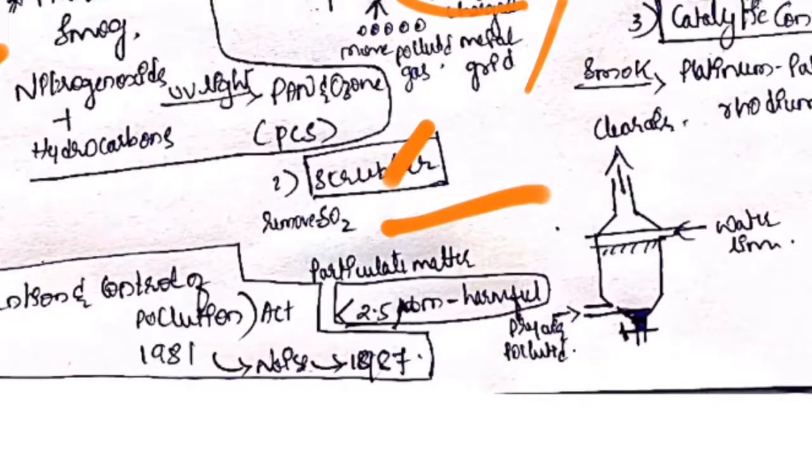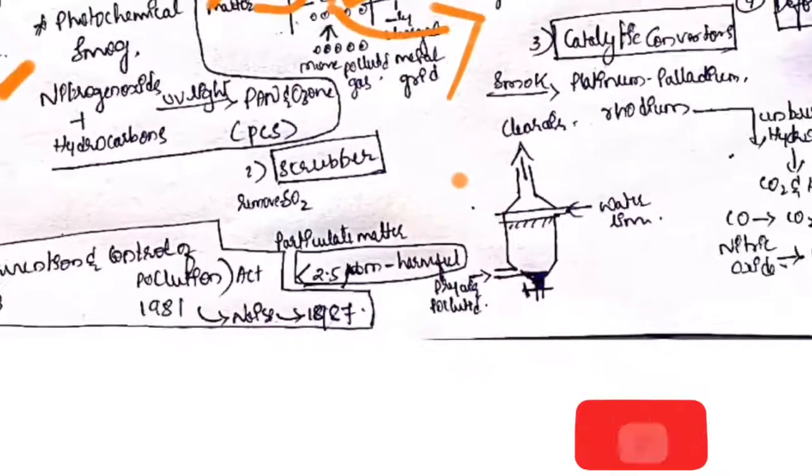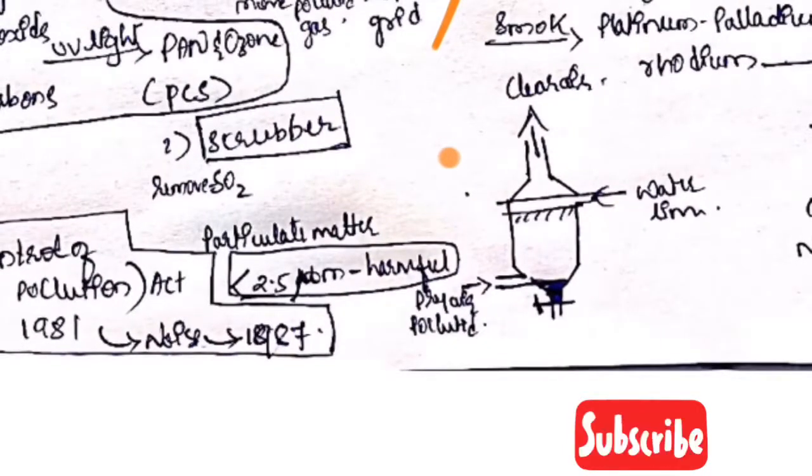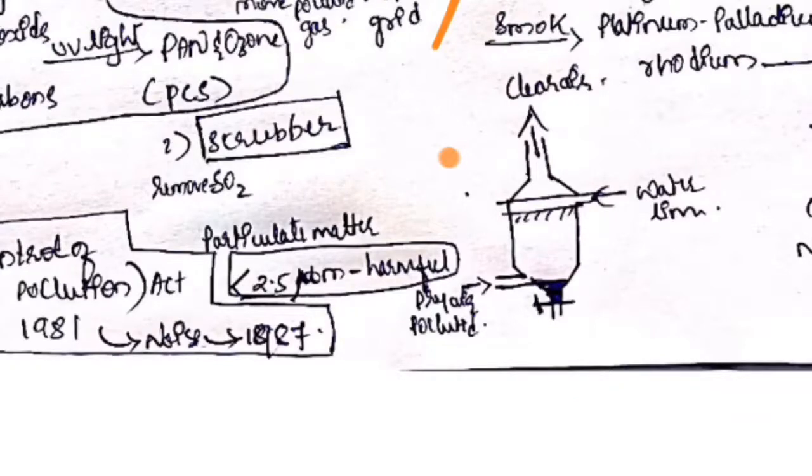And the next one is the scrubber. In the scrubber, mainly sulfur content is removed. Air containing sulfur is passed through this chamber. When it moves to the top, water is sprayed from the top. When water is sprayed, this sulfur gets combined with the water molecules, and it gets precipitated at the bottom. So again, air containing very little or zero sulfur enters the environment. This is about the scrubber.